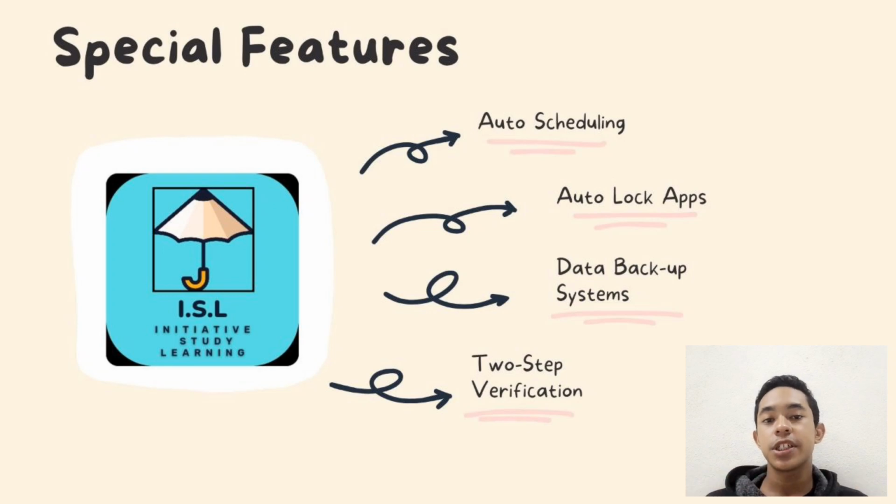Okay, the first feature is auto scheduling. This feature is where you can set up a time when you want to study. So when it comes to the time, it will give you notifications for you to study. The next one is auto lock apps. This feature helps us focus on our study. For example, you're playing games or scrolling TikTok, Instagram and so on, and when the time comes to study, this app will auto lock the apps you use. So when you open Instagram, it will be locked by the app, saying that you need to study.